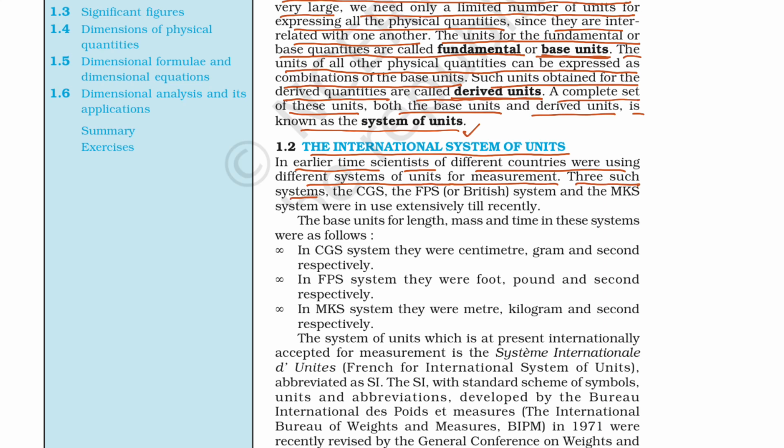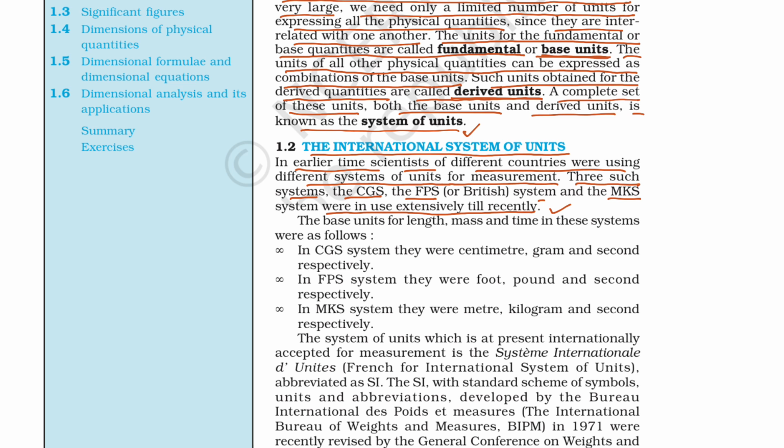Three such systems, the CGS, the FPS and the MKS systems, were in use extensively till recently. When it all started, there was big confusion because every small country had a different way of measuring things. For example, length was also measured in thumbs. Your thumb, your fingers, that was the measure of length. Every person has a different length of thumb, but still people used their thumb to measure any sort of length. Just think about how big the confusion could be.